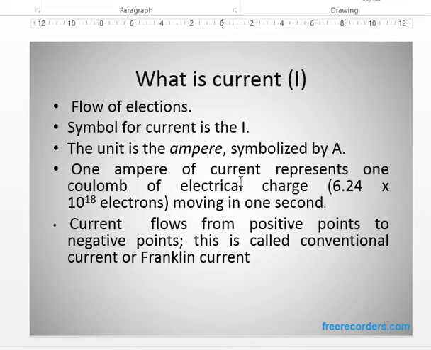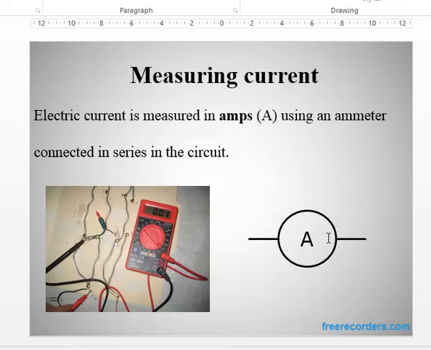What is called current? Current is a flow of electrons. The unit of the current is ampere. What is 1 ampere current? 1 ampere current is defined as 6.24 times 10 to the power 18 electrons moving in 1 second. What is the direction of the current? It is always from the positive point to the negative point.